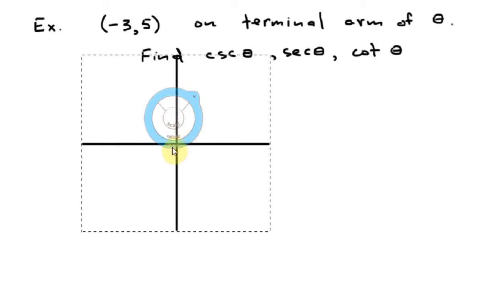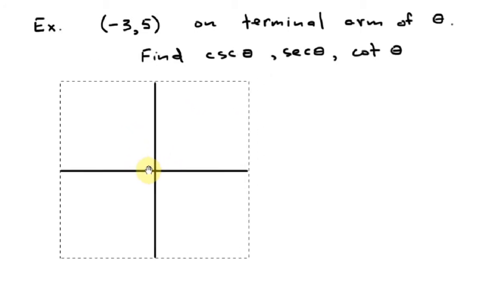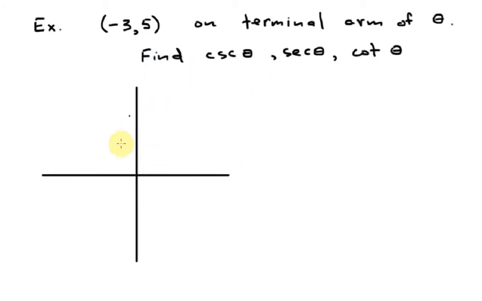And gee, I don't know, can we move this grid? We can. Perfect. All right, so there's my grid. And I'm going to draw this little point. So -3, so 3 to the left, and then up 5: 4, 5. So there's my point, which, we're told, is on the terminal arm. So let's just put a line down to the origin.